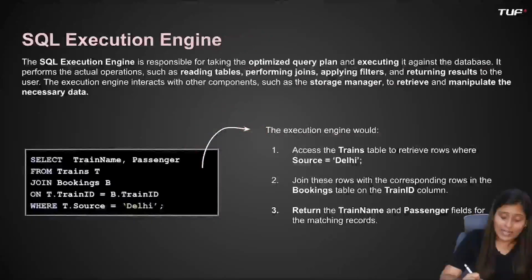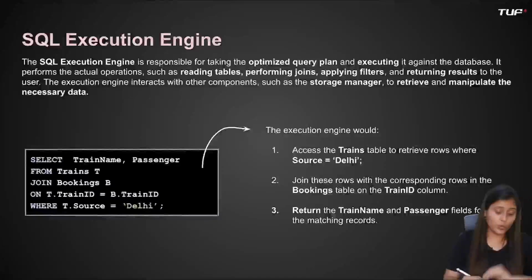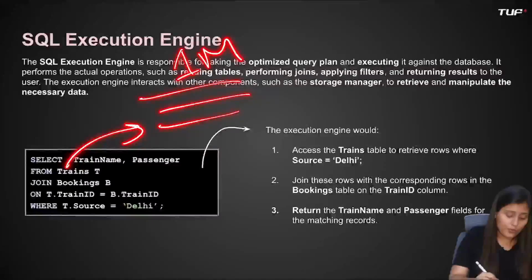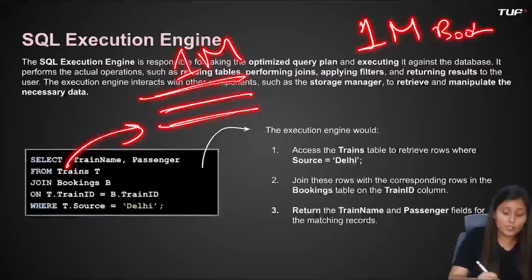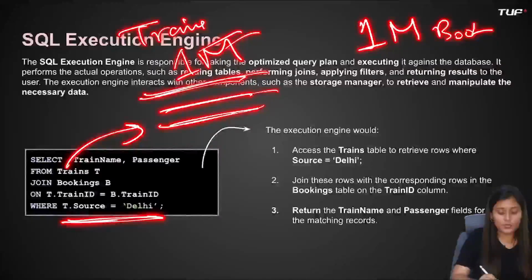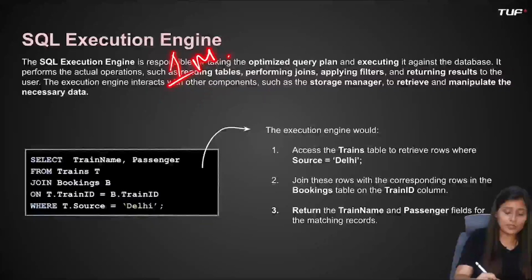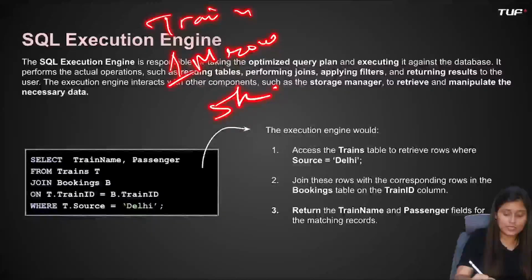First, it will access the trains table and retrieve all the rows having the source Delhi. Why is it so? Because if it does not do that, let's suppose we have 1 million rows in the trains table and 1 million rows in the bookings table, it will parse all the rows from the trains table, right? So we want to select only those rows having source Delhi and then load them. It might happen that of 1 million rows in the trains table, only, let's suppose, 5,000 records have source Delhi, right?